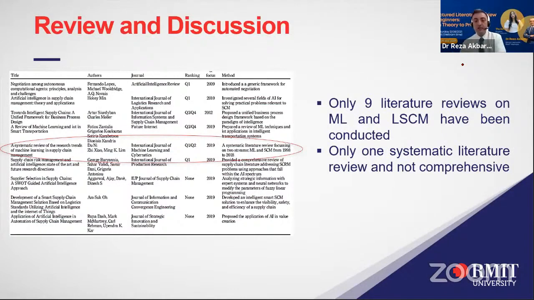So this part is really important because reviewers will ask you, have you searched what other people are publishing in this area? So they need to know that you have done this correctly. So that's one component. You can present it in your paper as well.